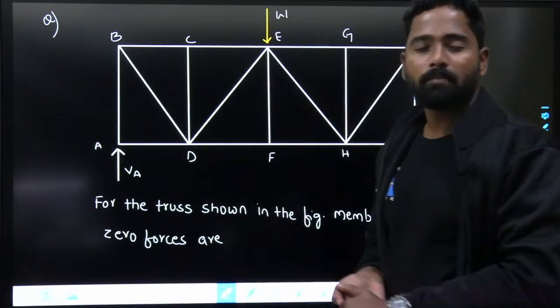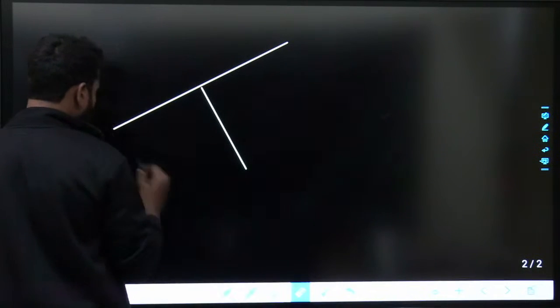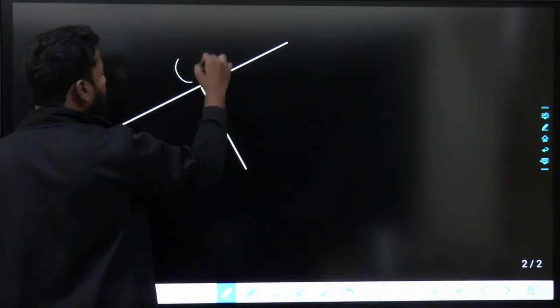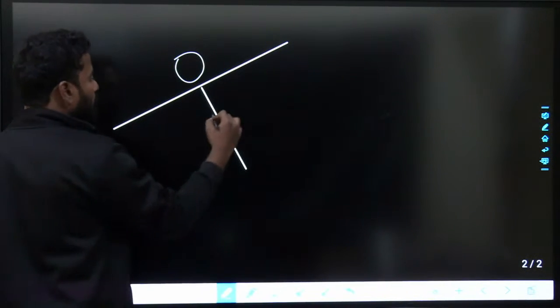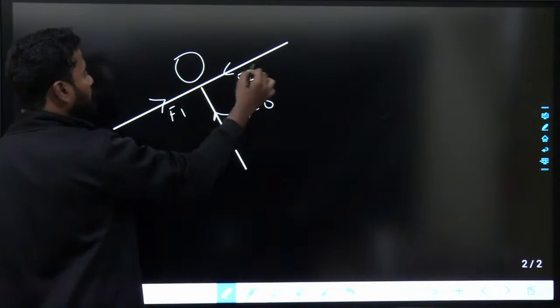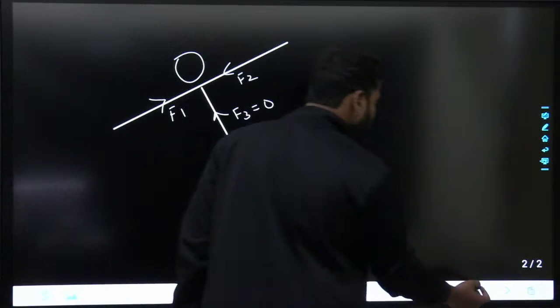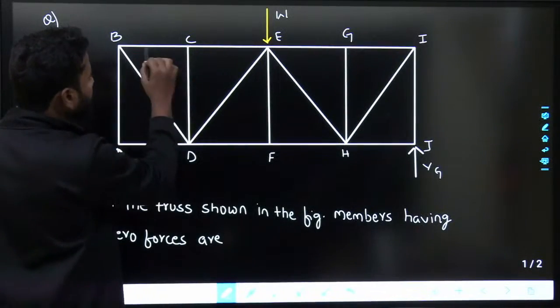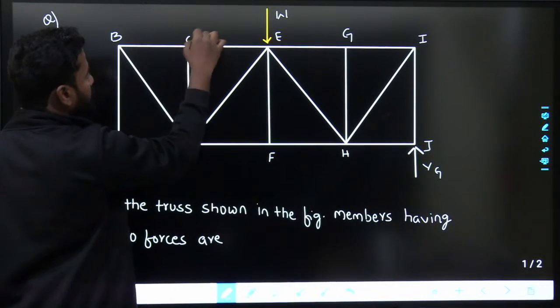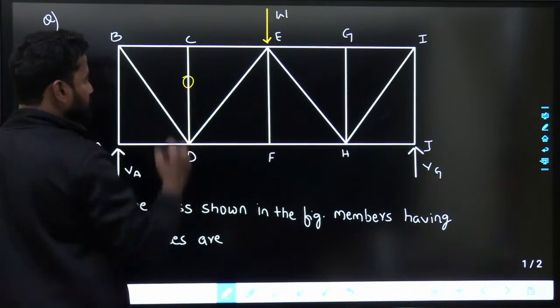So, if you remember, I told you, if three members are meeting at a joint, out of which two are collinear, and no loads are applied on it, at that joint, then force in the third member is 0. If three members are meeting at a joint out of which two are collinear and no load is applied over there, force in third member is 0, right? So by using the same concept, force in this member is 0.